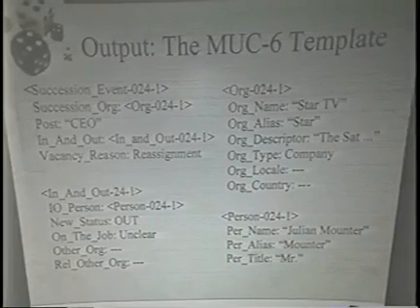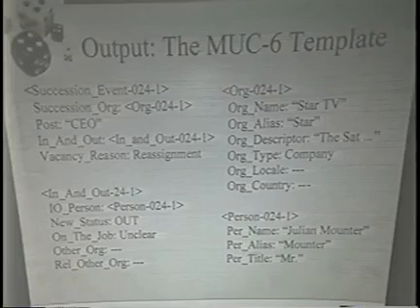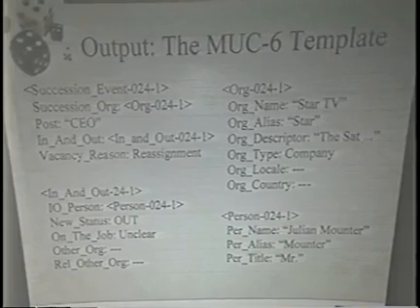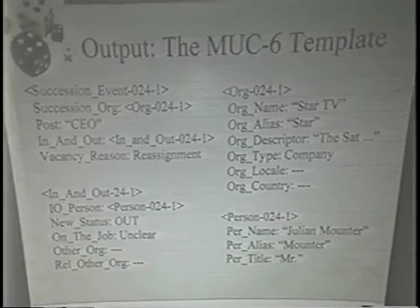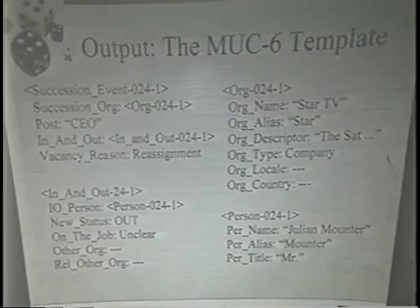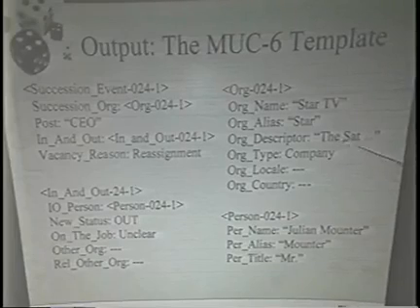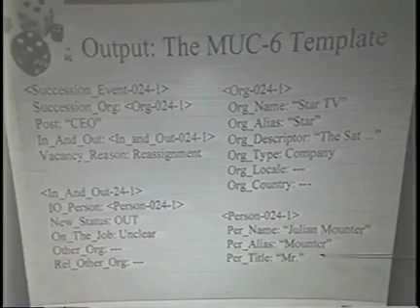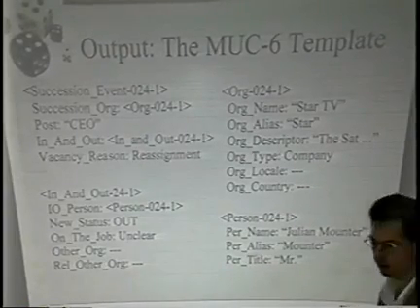But this requires that you pull information from different parts of the text and represent it together. So in one place they say Star TV, and that's the real name. In another place they refer to it as Star, so we call that an alias. Another place they call it the satellite broadcaster, so that's what's called a descriptor. Type is just a slot set fill. Here again we have names and the aliases for people, and we even keep track of their titles.